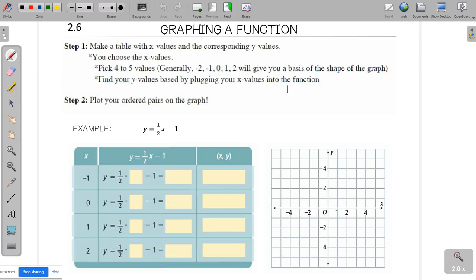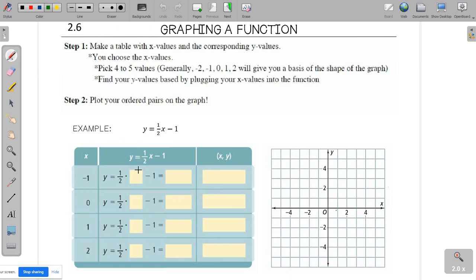We normally choose the x values of -2, -1, 0, 1, and 2, but sometimes that will vary just based on the graph. So to find our y values, we're going to substitute in the x into the equation and solve for y. So let's look at the first example. Y equals 1/2 x minus 1. So the x values we are going to be using is -1, 0, 1, and 2.